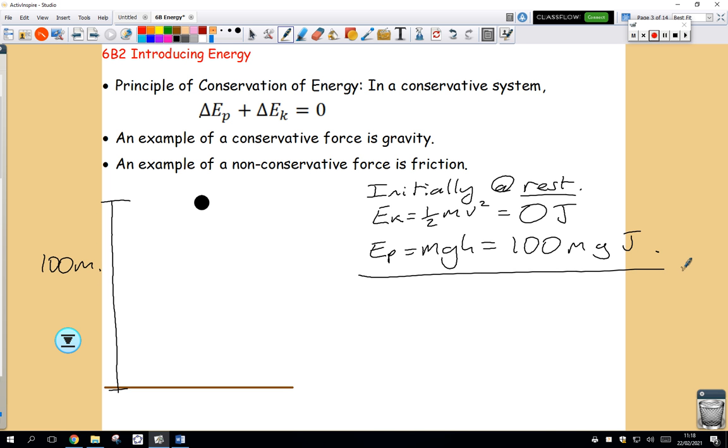Now, what happens as I release this object? If I release an object from rest 100 meters above the ground, what's going to happen? Well, it accelerates towards the ground. In fact, it accelerates towards the center of the earth, picking up speed as it goes. That means its kinetic energy starts to increase because its speed is increasing. So as it's moving down, its kinetic energy is increasing.